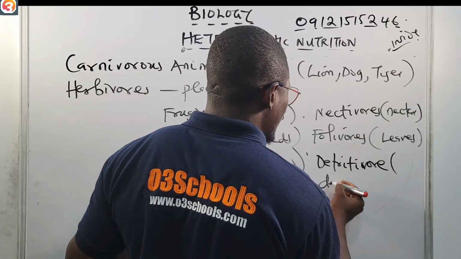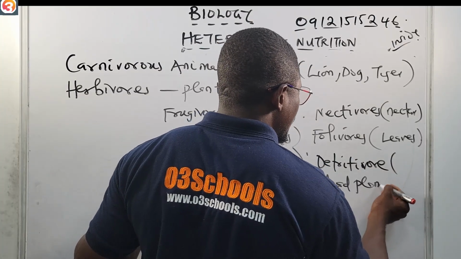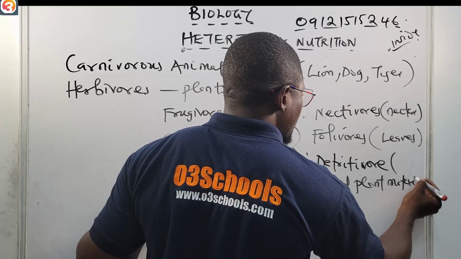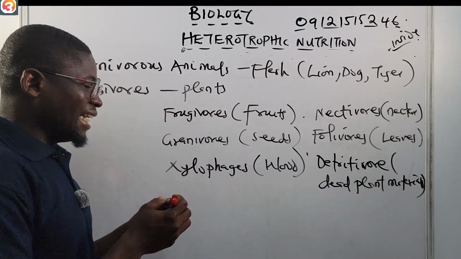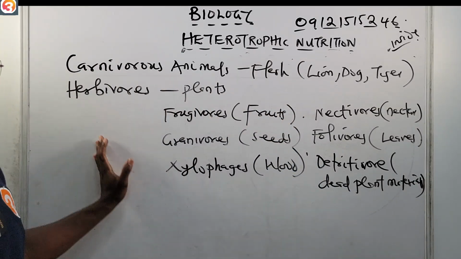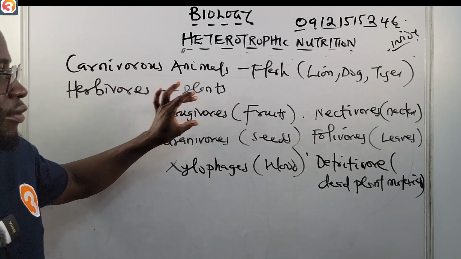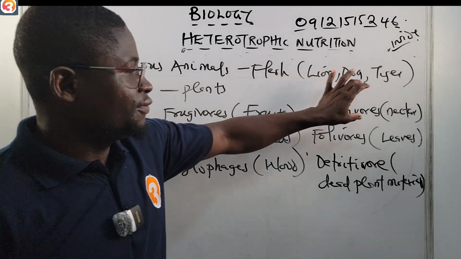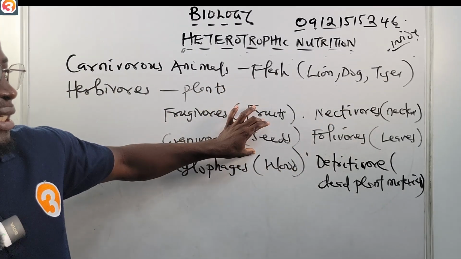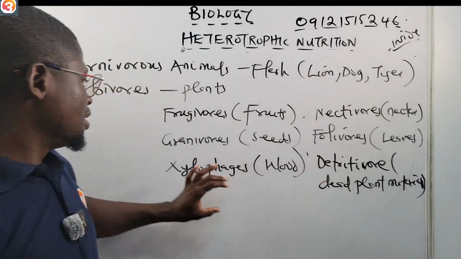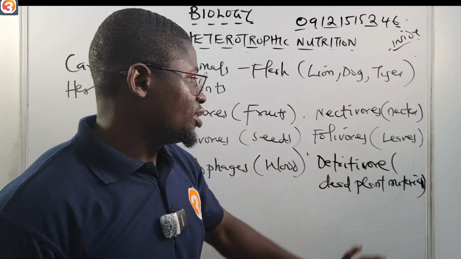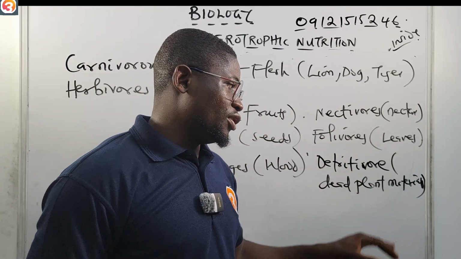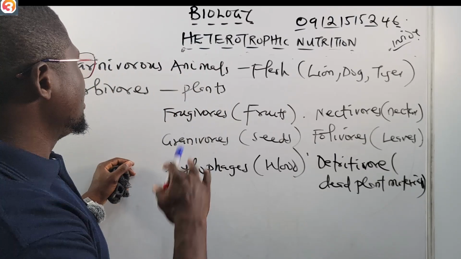Okay, also they feed on what? On dead plants, on dead plant materials. Okay, these are all what? Herbivores. They feed on plants. Frugivores feed on fruits. Nectivores feed on nectar. Granivores feed on seeds. Folivores feed on leaves. Xylophages feed on wood. Detritivores feed on dead plant materials. All these are herbivores.